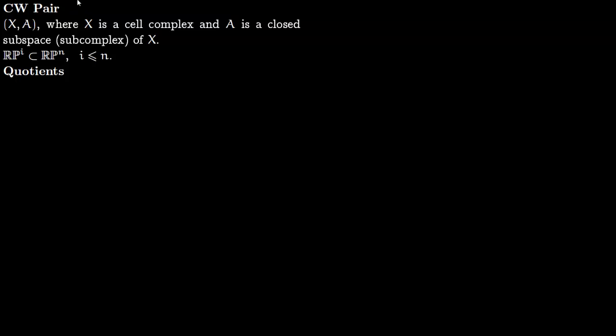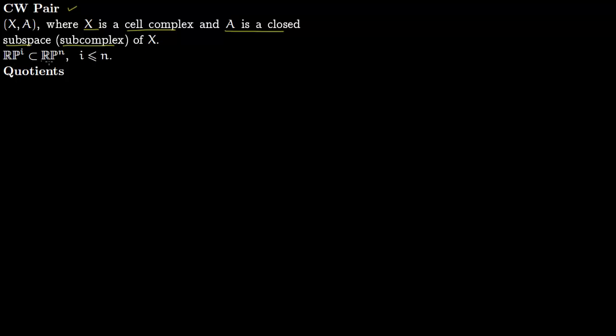In this lecture, we talk about certain important constructions. So we start with something called a CW pair. Now a CW pair would be written as (X, A). X is your cell complex and A is a subcomplex of X. So A is also a cell complex, but all its cells and all its attachment maps etc. lie within A. So A is a closed subspace or a subcomplex of X.